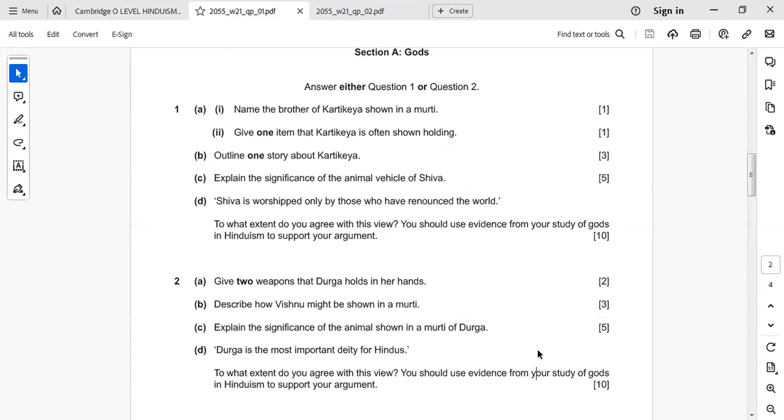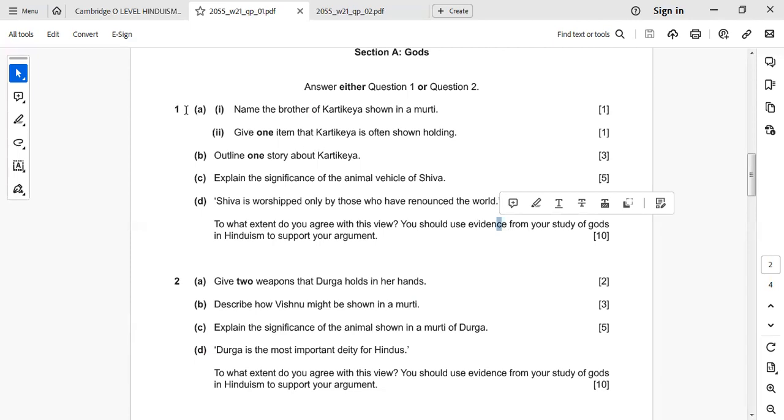So my point is, you can't choose what you want to study. You have to study all of the gods, because in one question it asks about Kartikeya as well as Shiv. It can be that you have 3 gods. In one question, it asks you about 3 gods. So you have to learn everything. This is one point.